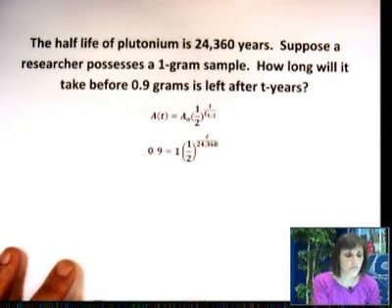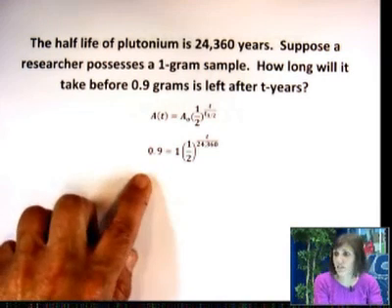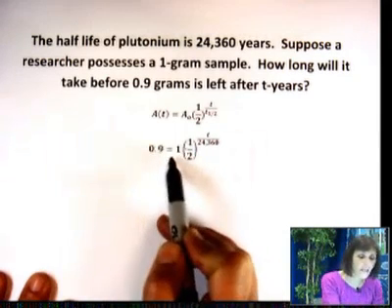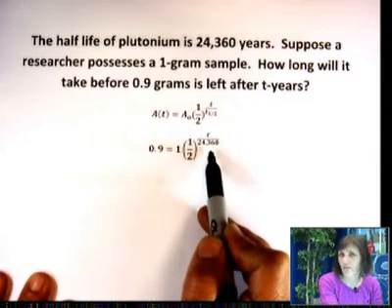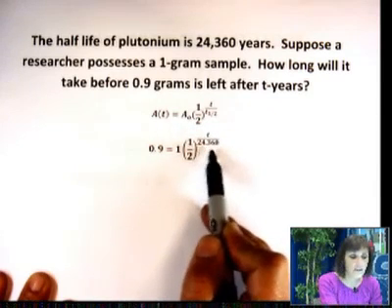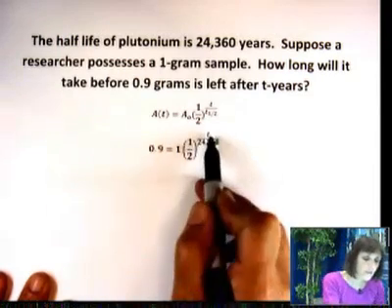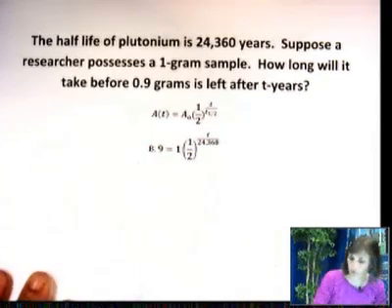Half-life of plutonium is 24,360 years. Suppose a researcher possesses a 1 gram sample. How long will it take before 0.9 grams is left after t years? All right, let's look at it. This one is a reverse problem as well. Now let's look at it. 0.9 equals 1, what you start with, 1/2 to the t over half-life. All right, so since half-life is in years, this t is going to end up being in years as well. So let's do the ln of both sides trick.